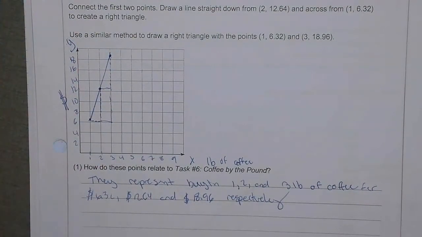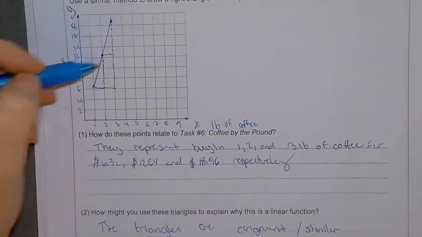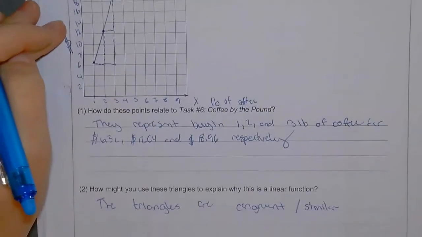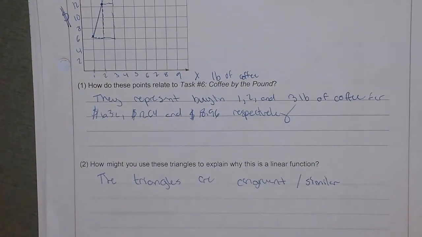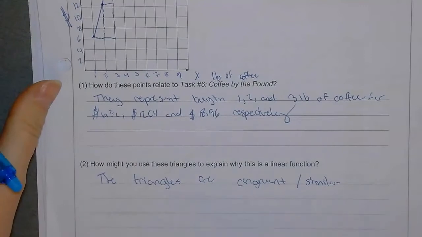And then the triangles, it turns out, these two are exactly the same, which means that since we're going up by 1, since each triangle represents an increase of 1 pound of coffee, the fact that they're congruent would show that this is linear, because that means our rate of change is constant, which is what a linear function is. It's a constant rate of change.